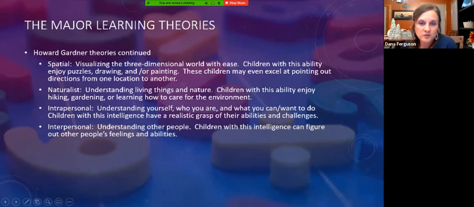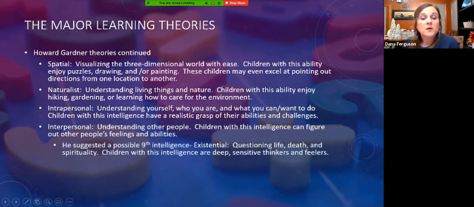Then the intrapersonal, understanding yourself, who you are and what you want to do. Children with this intelligence have a realistic grasp of their abilities and challenges. Interpersonal, understanding other people. Children with this intelligence can figure out other people's feelings and abilities. I've had many children like this over the years, who are just so sensitive to the feelings of others, even teachers as well as children, and they just clue in.